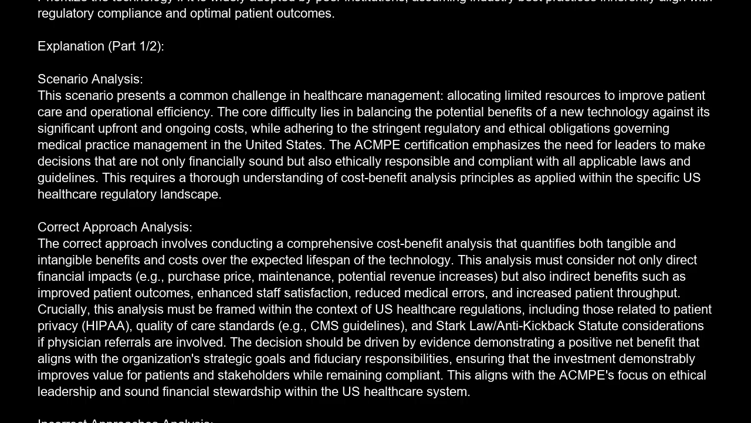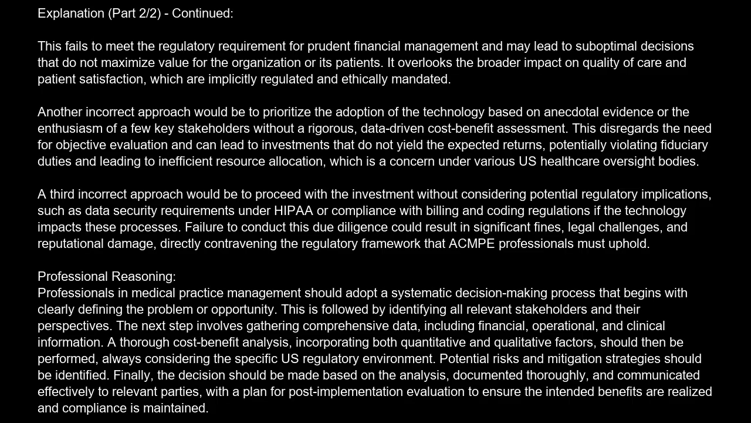One incorrect approach would be to solely focus on the initial purchase price and immediate operational cost savings, ignoring potential long-term benefits or hidden costs. This fails to meet the regulatory requirement for prudent financial management and may lead to suboptimal decisions that do not maximize value for the organization or its patients. It overlooks the broader impact on quality of care and patient satisfaction, which are implicitly regulated and ethically mandated.